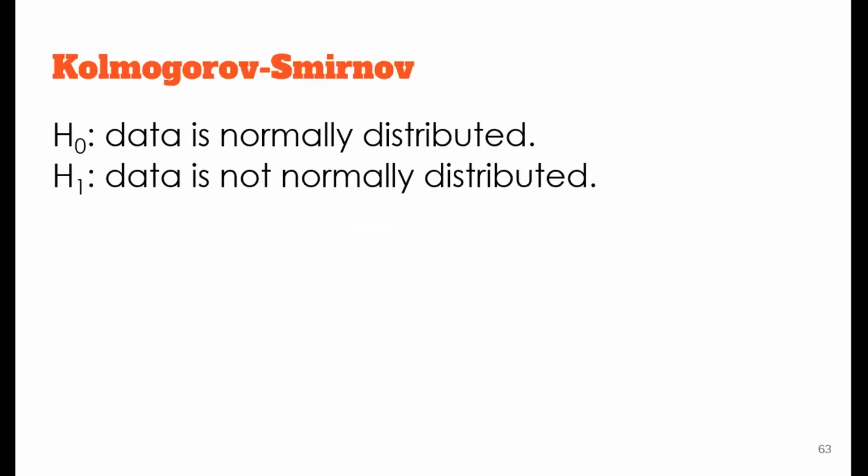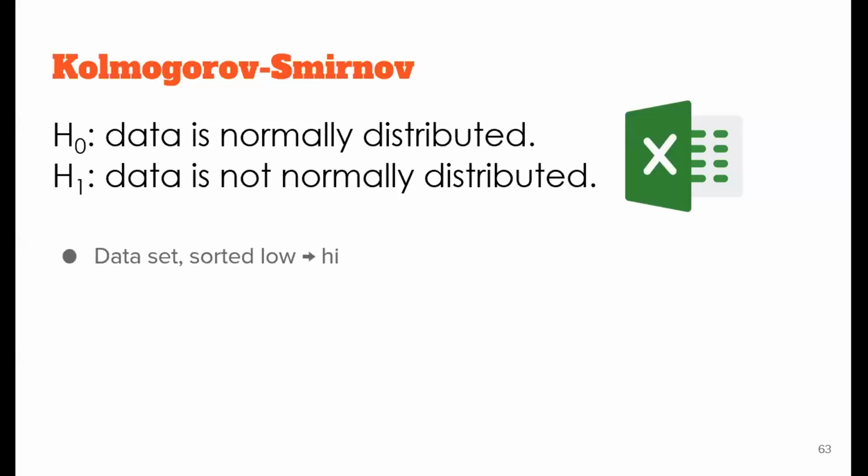So for this KS normality test, the null hypothesis is simply that the data is normally distributed. The alternate hypothesis is that it's not normally distributed. And Excel can help us do this too. It's not as simple as the data analysis tool pack, but using that resource that I mentioned earlier, it gives you some step-by-step instructions. First is to organize your data set sorted low to high, so in increasing values.